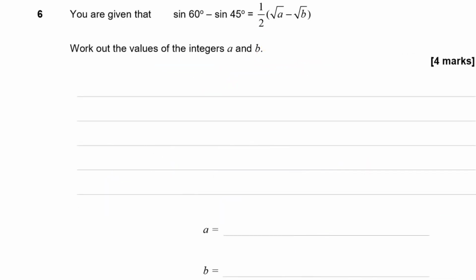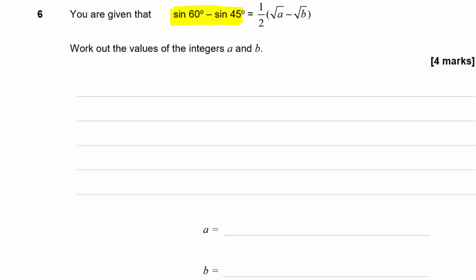Question 6. You're given that sine 60 degrees minus sine 45 degrees equals half of open brackets root A minus root B, and we need to work out the values of the integers A and B. Okay, now this is not an equation where we're going to be passing things from one side to the other. It's more of a show that question.